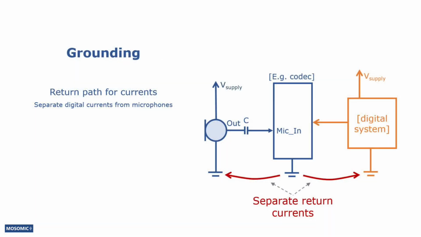The ground has several purposes. First of all, it provides a return path for the currents flowing in the device. The return currents coming from digital systems can couple to the analog systems, causing noise and interference. Preventing this from happening is one of the reasons why the microphone systems should be separated from digital systems.